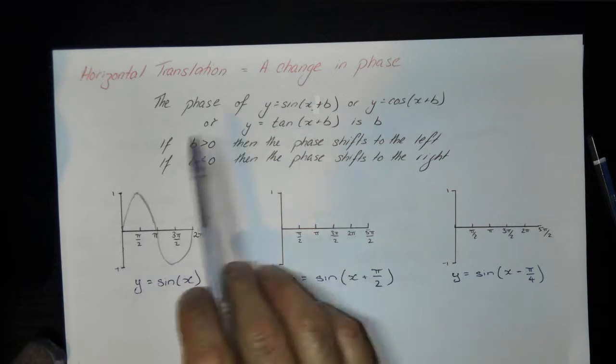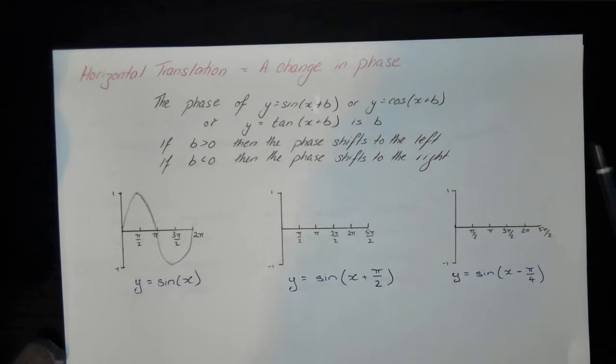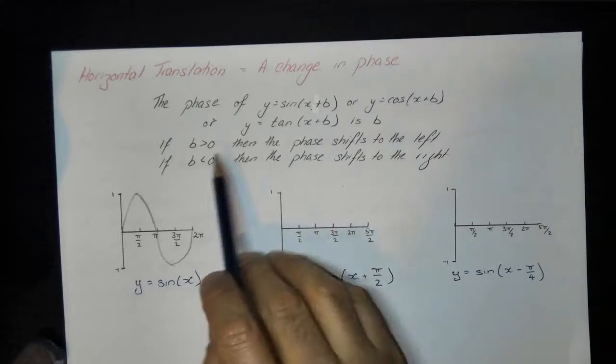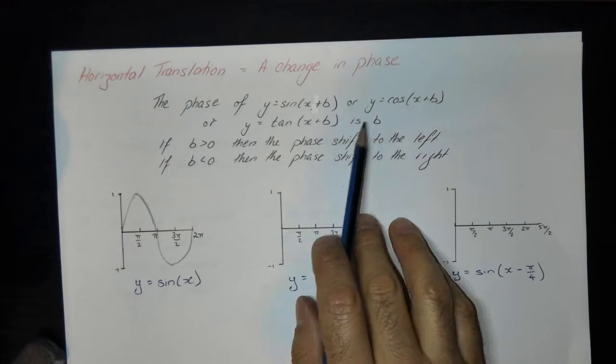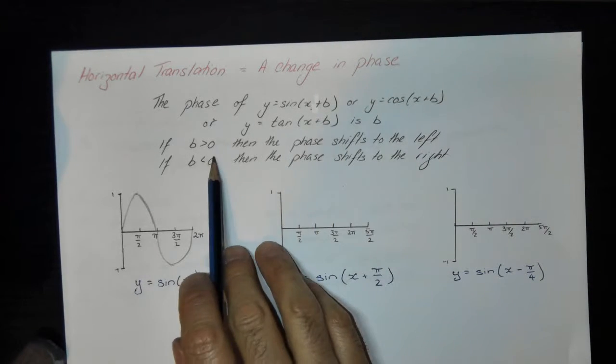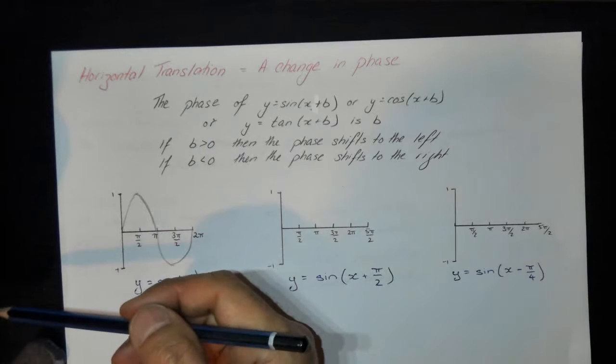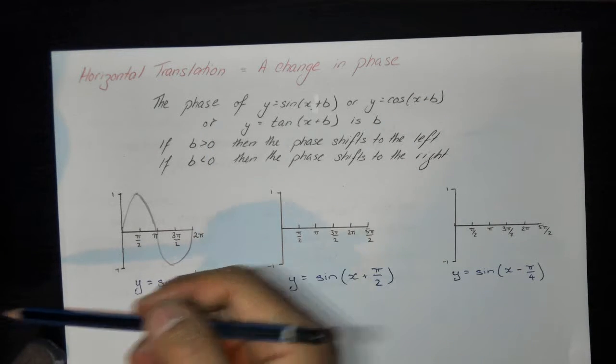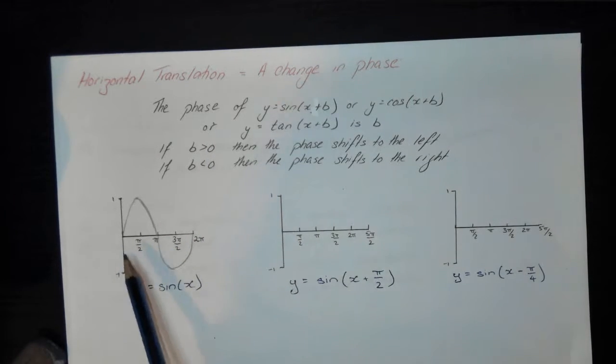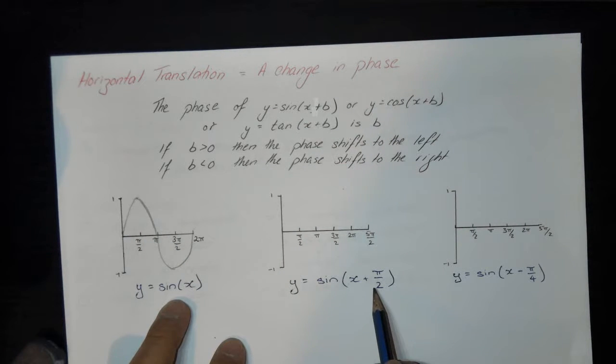Alright, now we have a horizontal translation, and this is a change in the phase. So for y equals sine of (x plus b), or y equals cos of (x plus b), or y equals tan of (x plus b), the phase is b. If b is greater than 0, it shifts to the left. If b is less than 0, it shifts to the right. So for example, here we've got y equals sine x. We want to have a phase of pi on 2.